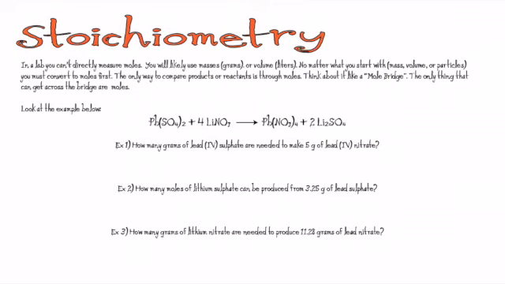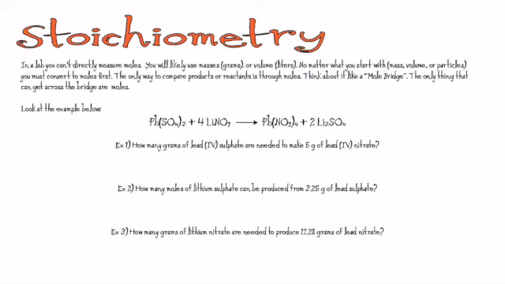So when we're in a lab, you can't measure moles directly. So you're most likely going to use mass or volume. No matter what you start with, mass, volume, or particles, you have to convert to moles first. The only way to compare products or reactants is through moles. Think about it like a mole bridge. The only thing that can get across the bridge are moles.